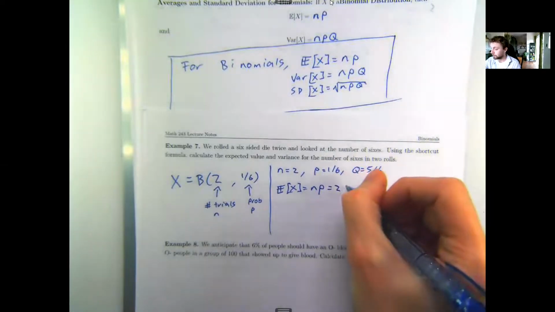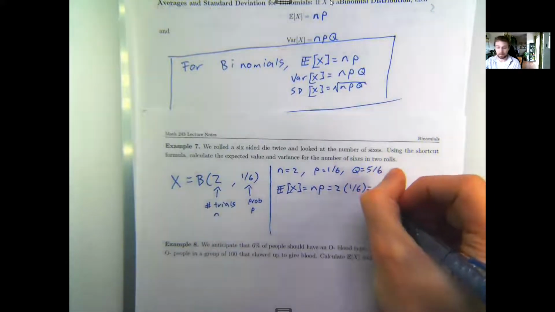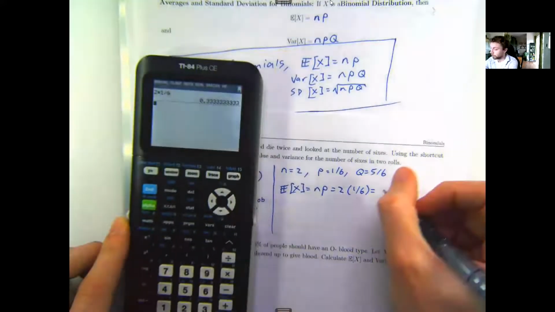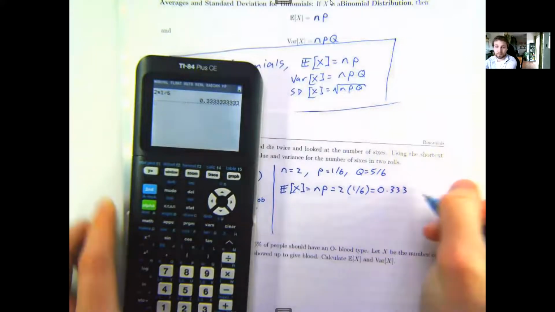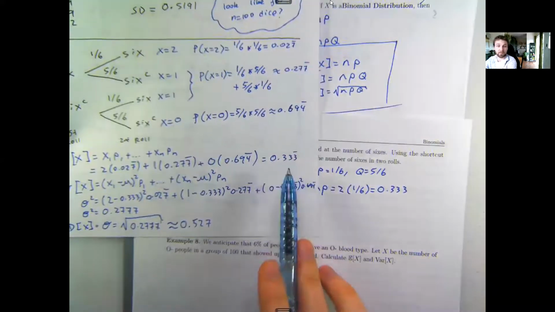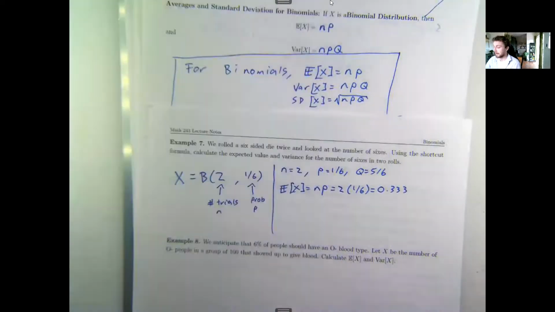I have 2 is the number of trials. 1/6 is my probability of success. I multiply these together, and I get an expected value of 0.333 repeating. Again, going back to this first page, when I did all of this work earlier, I got 0.333 for my expected value as well, but I had to do a lot of setup to get that number. Now, 1 second, boom, type it in my calculator, I know what should happen.